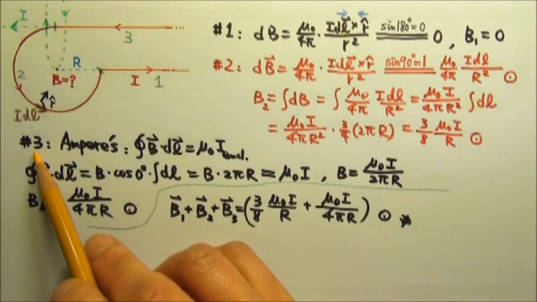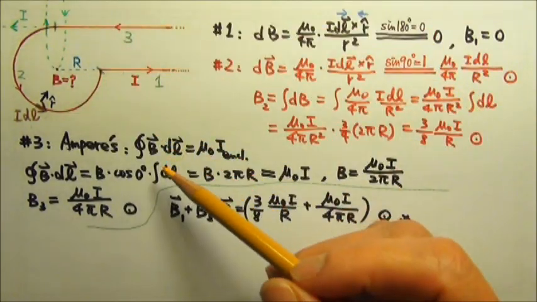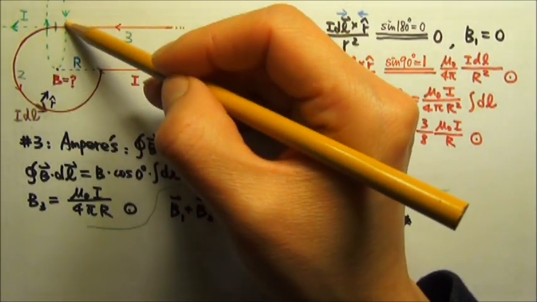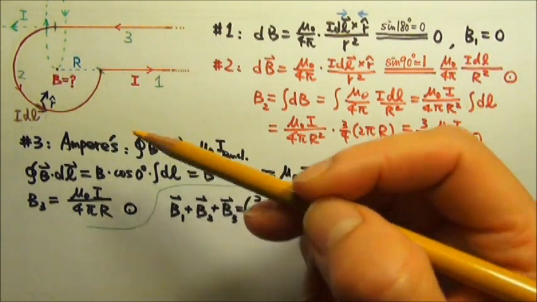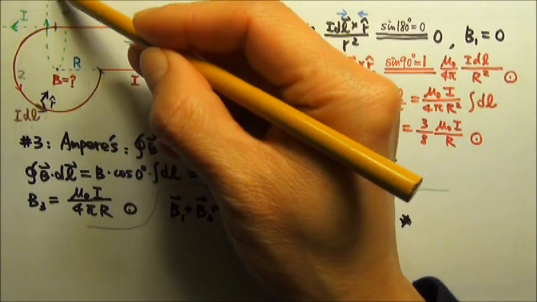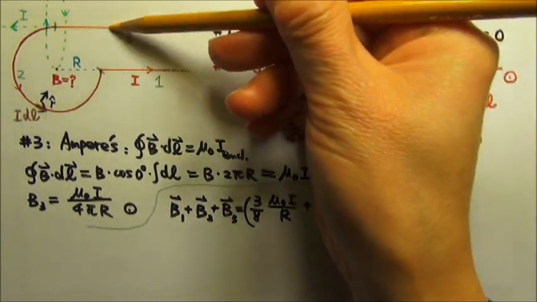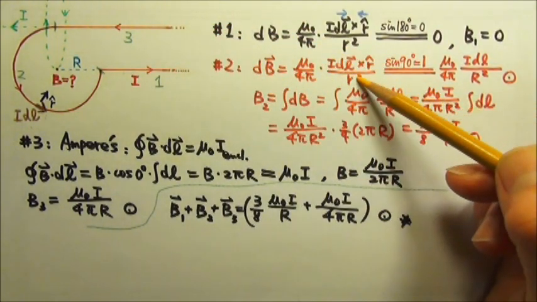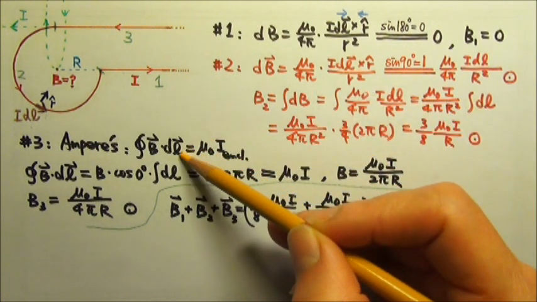For example, for segment number 3, when we were looking at this very long straight current, the Amperian loop is an imaginary circle. There's no actual circle over there. The dl is an integral along this imaginary circle. It is not the same as this actual current. However, in the Biot-Savart law, this dl is the actual current. This is not.